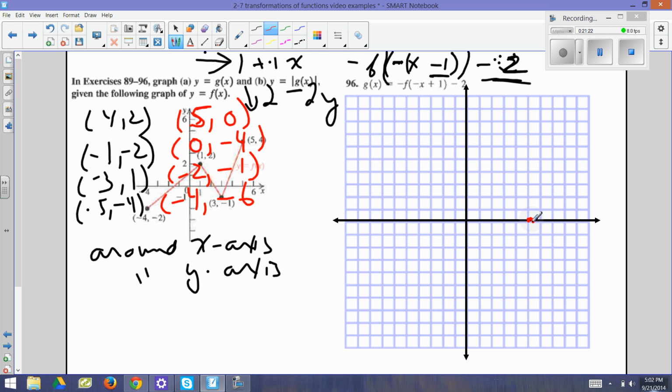Puts me right about there. And then 0, negative 4. Puts me right there. Negative 2, negative 1. And negative 4, negative 6. Puts me right there. So there is my graph. I rotated it around the x-axis. I rotated it around the y-axis. And then after that, what I did is I moved it to the right 1, and I moved it down 2.